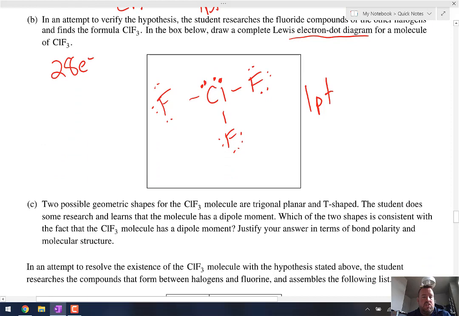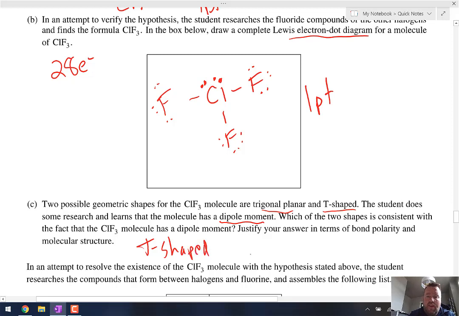Okay, part C says 2 possible geometric shapes for the ClF3 molecule are trigonal planar and T-shaped. And hopefully right away you look at that and go, well, duh, that's not trigonal planar. Trigonal planar is 3 bonds, no lone pairs, and therefore it must be T-shaped. But again, just kind of go with the question. The student does some research, learns it does have a dipole moment. Of course it has a dipole moment. It's got that lone pair. It's asymmetrical. The dipoles don't cancel. Okay, which of the 2 shapes is consistent with the fact the ClF3 molecule has a dipole moment? Obviously, you're going to say T-shaped.